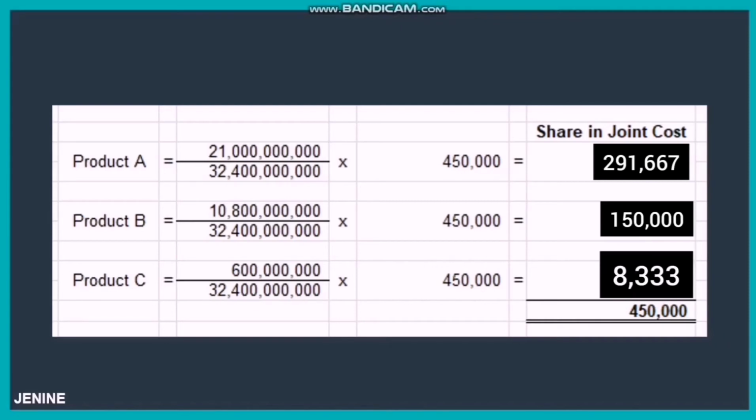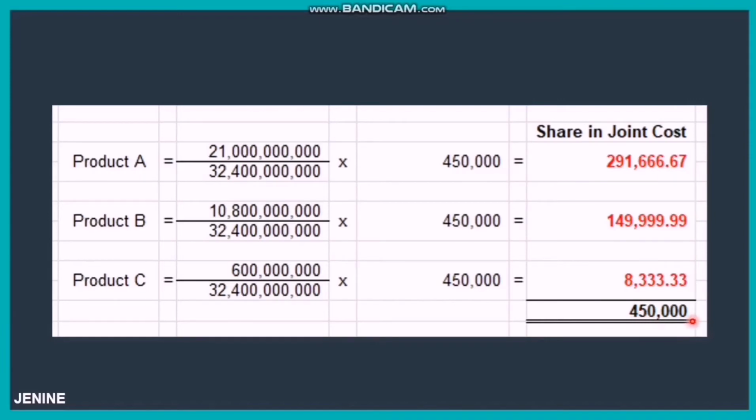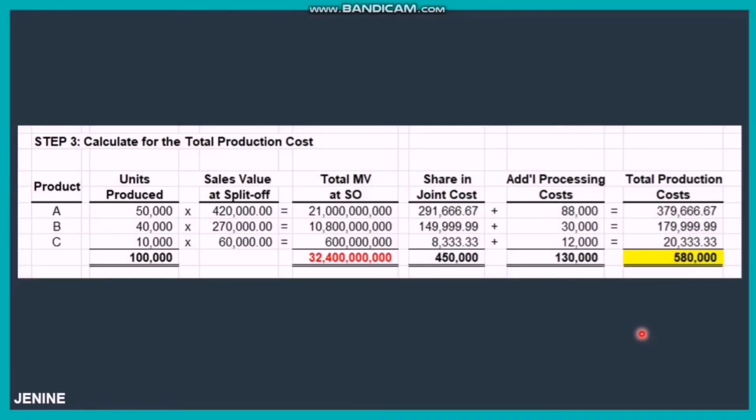Either way, yung sagot niya is 450,000. So, again, tandaan ulit natin tong answers na nakuha natin kasi gagamitin natin siya sa further computations. So, last step is to calculate for the total production cost. Ang gagamitin lang natin dito is yung share and joint cost ng bawat product and the additional processing cost, which is mahanap ulit sa problem.